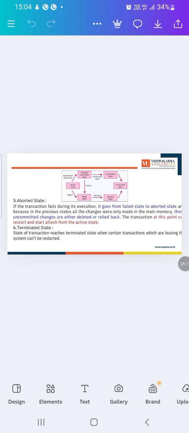Fifth state is abort. If the transaction fails during the execution, it goes from the failed state to the aborted state, because in the previous state all the changes were only made in main memory. These uncommitted changes are either deleted or rolled back. Sixth state is the terminated state.